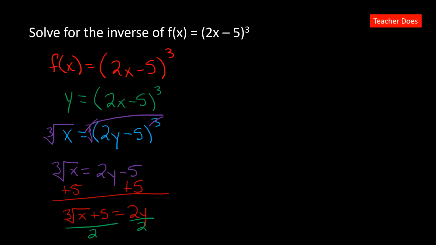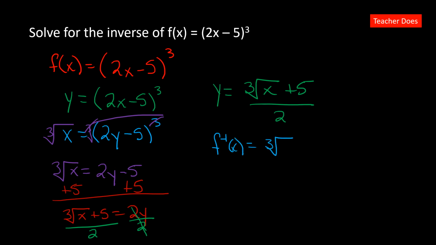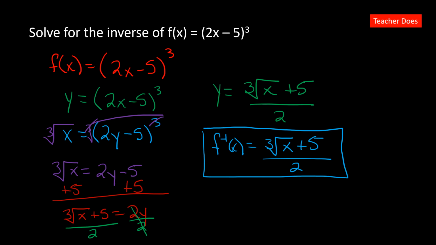The whole right side is divided by 2, so these two simplify out. So to rewrite this, we'd have y equals the cube root of x plus 5, all of that over 2. And then lastly, because it is an inverse, we want to make sure that we use the proper notation. It would be f inverse of x equals the cube root of x plus 5 over 2. And there you go. That's it for that problem there.